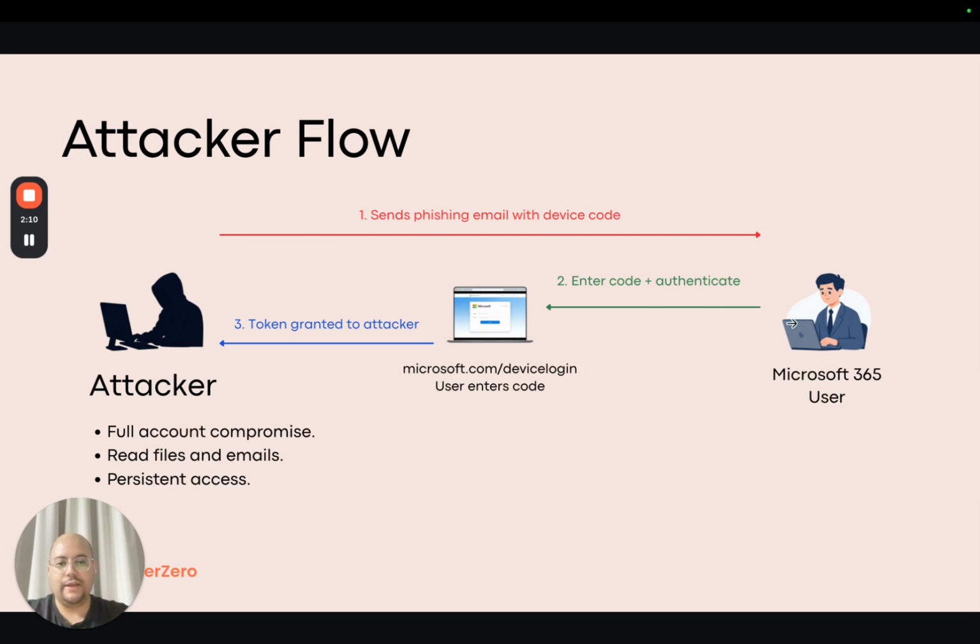Now, the user is going to see two things. They're going to see the Microsoft legitimate login page, and they're going to see a very seemingly innocent code. And they're going to enter the code into the Microsoft device login page. Once that happens, Microsoft will give the same token to the attacker, and the attacker would now have full access to the user's Microsoft 365 account without having to use MFA, without having to bypass any other security measures.